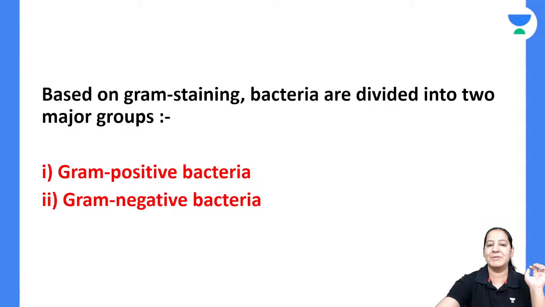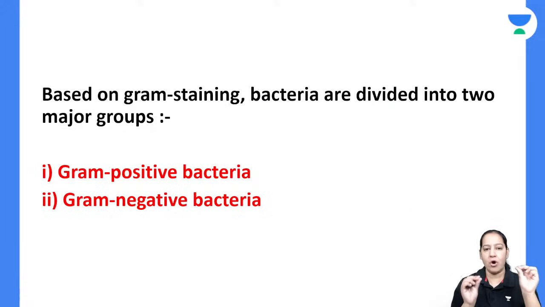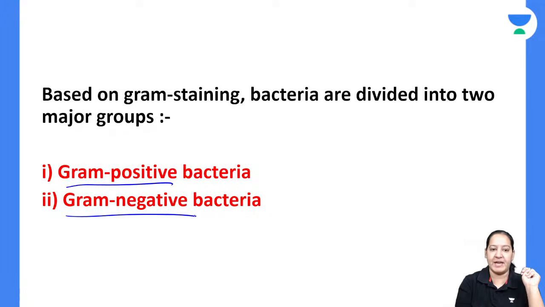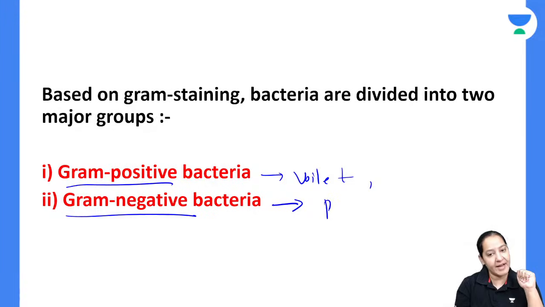Okay. So we know based on the gram staining, yesterday we have studied gram staining. Based on the gram staining, we have two types of bacteria. What are the two types of bacteria based on gram staining? Gram positive bacteria, gram negative bacteria. Gram positive bacteria are the bacteria which are violet in color in the end or blue in color in the end, and they retain the primary stain. Gram negative bacteria are the bacteria which are red in color and they retain the secondary stain.